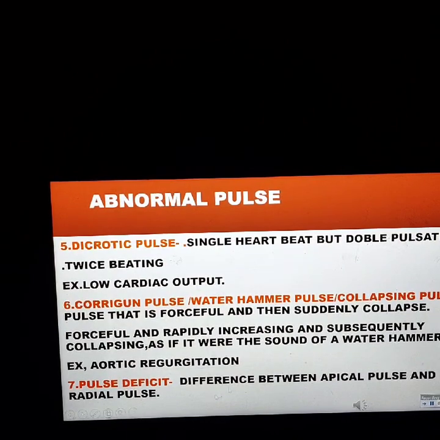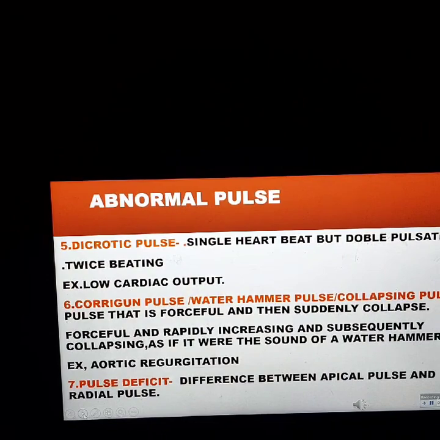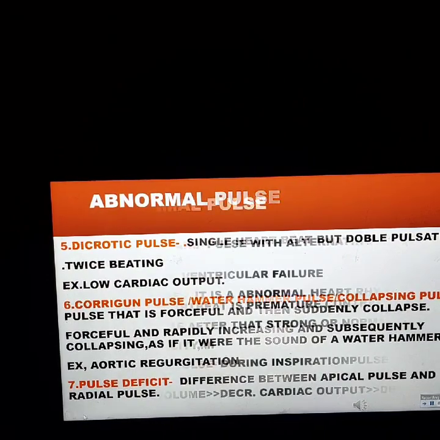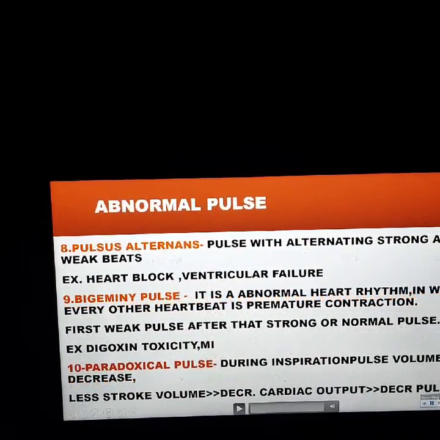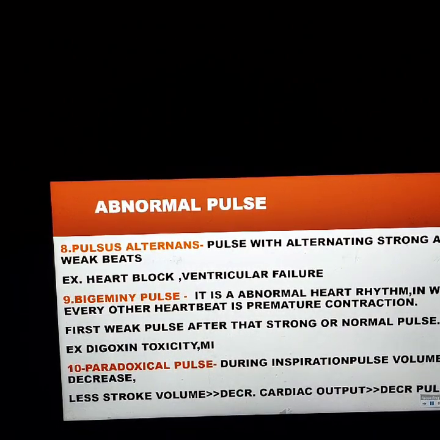Seventh one is pulse deficit. The difference between apical pulse and radial pulse. Abnormal pulse. Eighth one is pulsus alternans. Pulse with alternating strong and weak beats. Pulsus alternans is seen in heart block and ventricular failure.